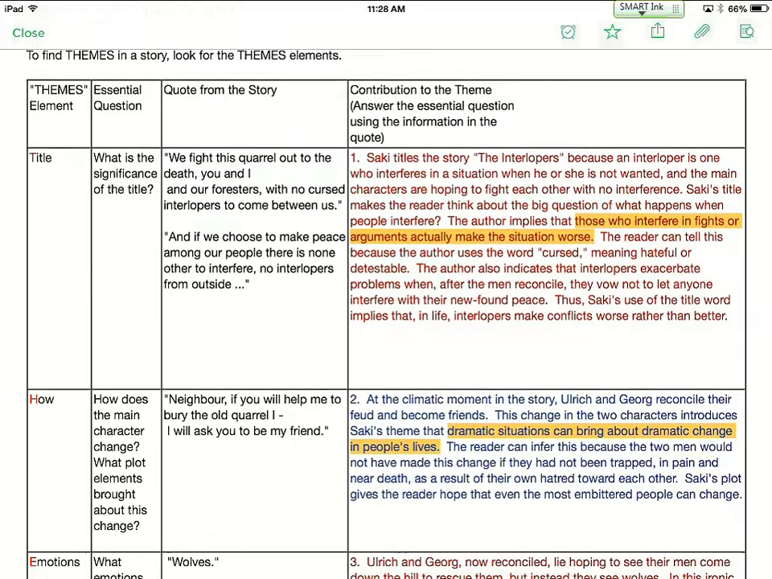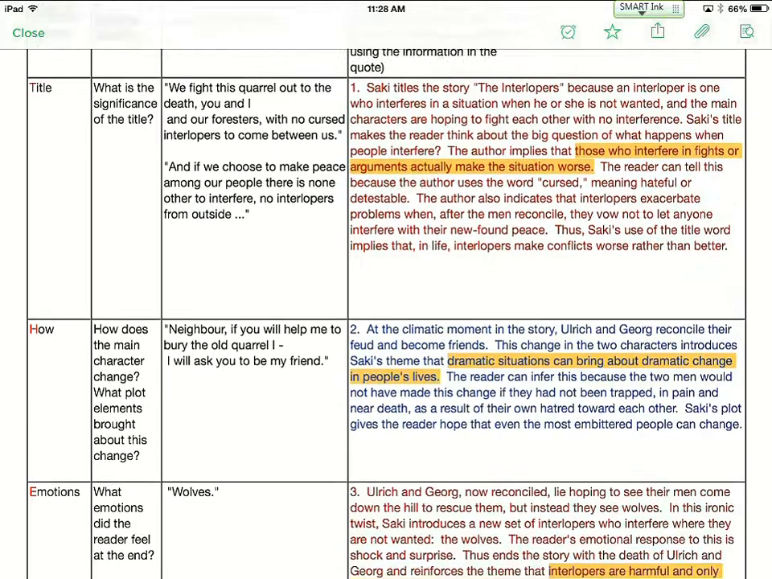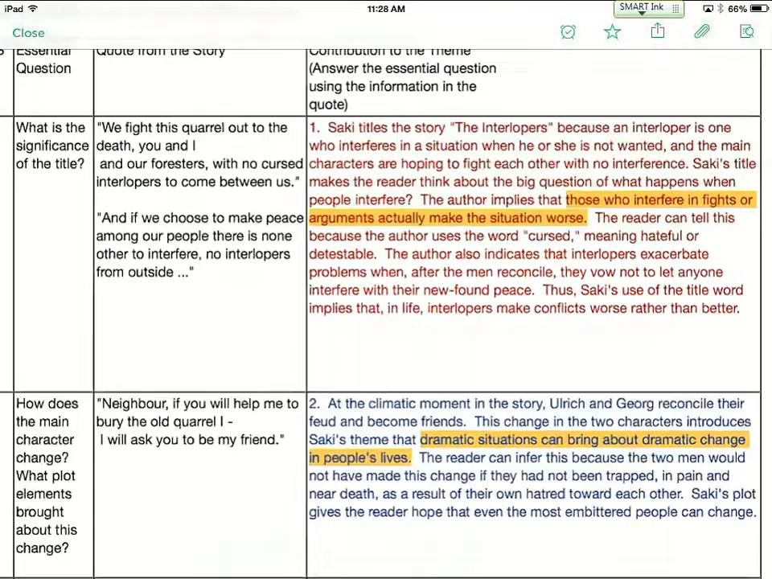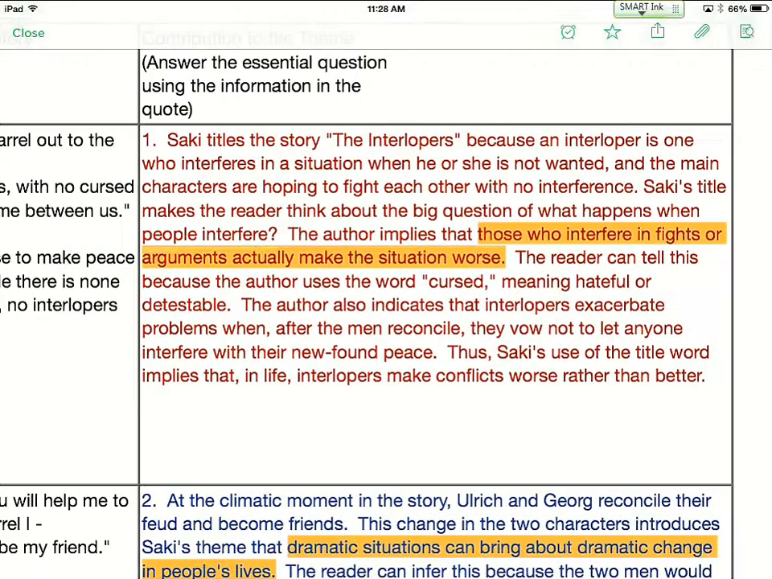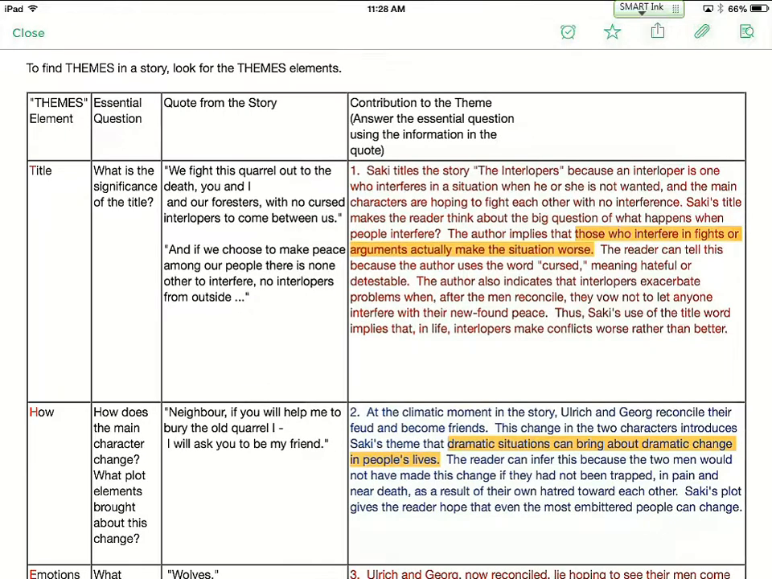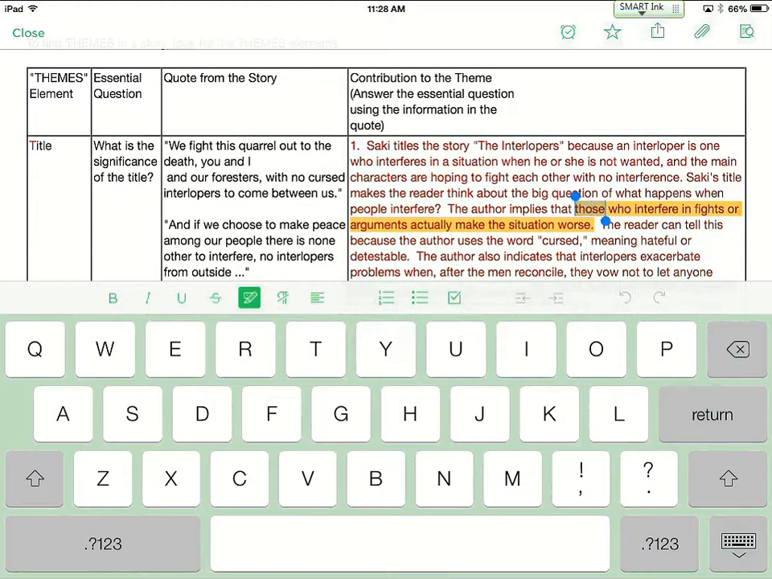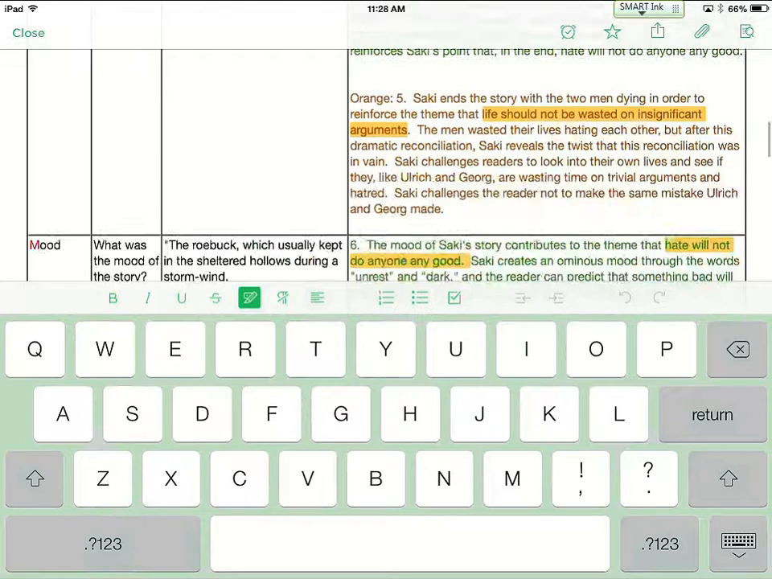By now you have chosen which of the theme statements in this pre-writing you would like to address in your essay. I will show you how to complete the essay if you have chosen the red theme statement: those who interfere in fights or arguments actually make the situation worse. The first thing you're going to do is take the theme statement, copy it, and paste it into the thesis.